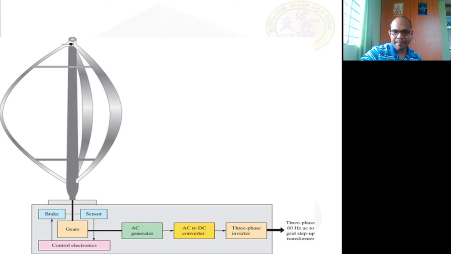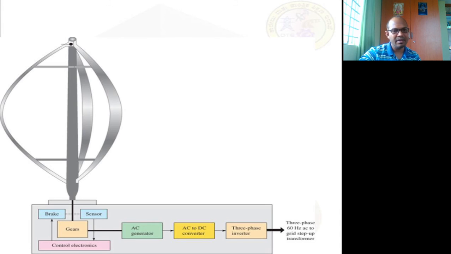Before this gear system, we will have sensors which sense the wind speed and direction. Direction may not be necessary, but at least the speed of the wind is necessary. And then we will have a braking system for the safety hazards of the turbines. And then we will have control electronics which control everything, and we will have a low speed shaft, then a gear system or gear train or maybe gearbox.